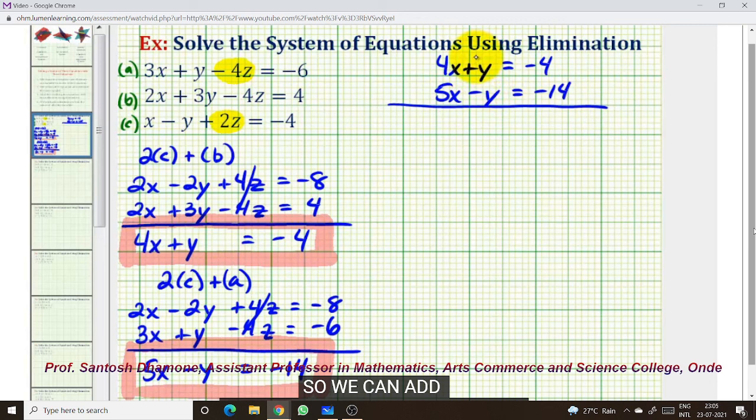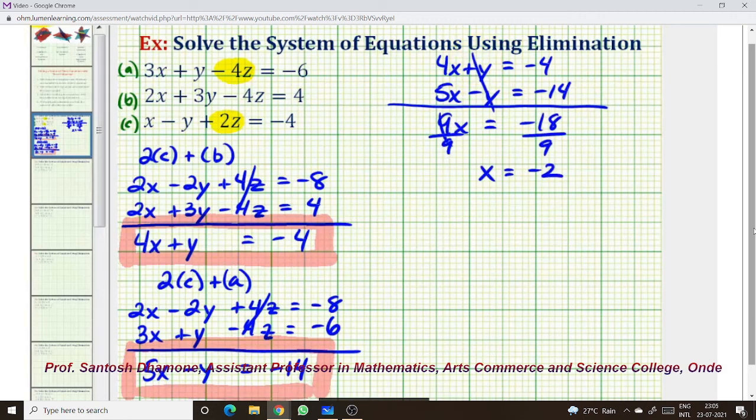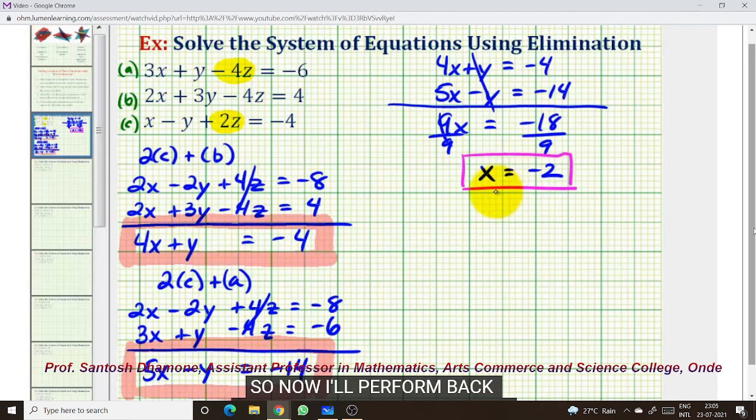Divide both sides by 9. So now we know that the x-coordinate of our solution must be negative 2. Remember, we're not done. We're trying to find the x, y, and z value that satisfy this system. So now we'll perform back substitution to find y and z. To do this, we'll start by finding an equation that has just x and one other variable.